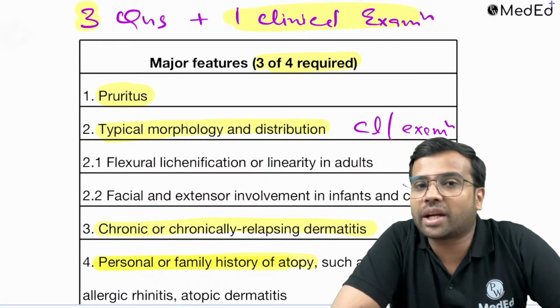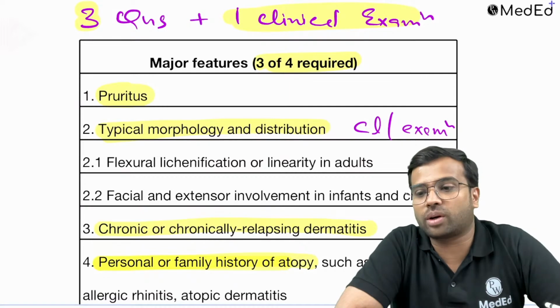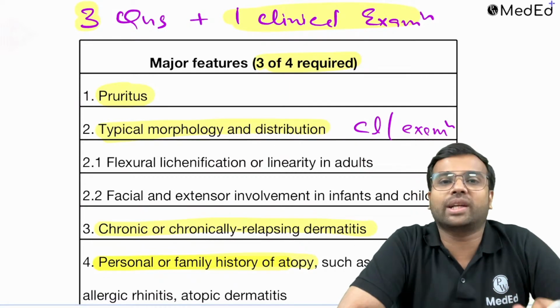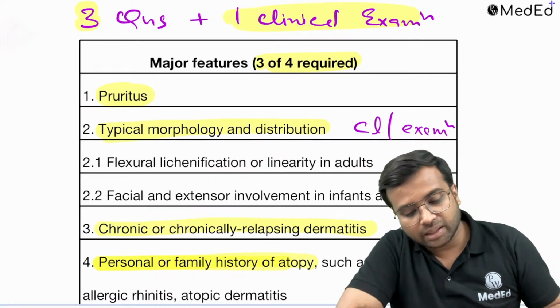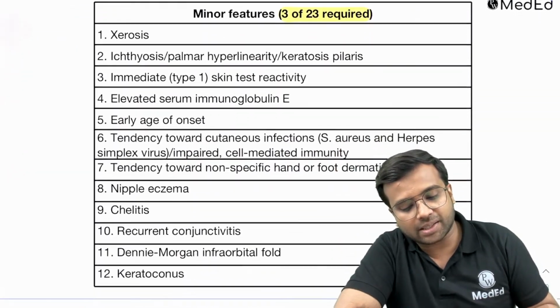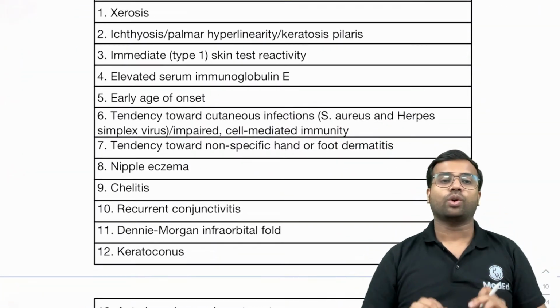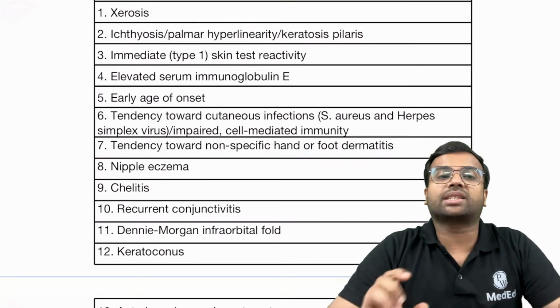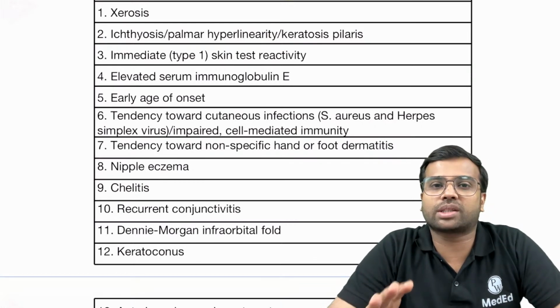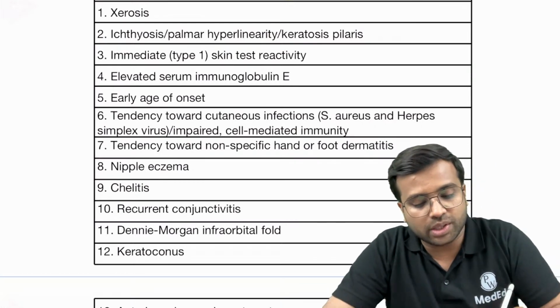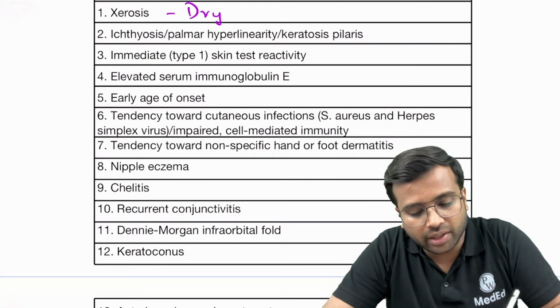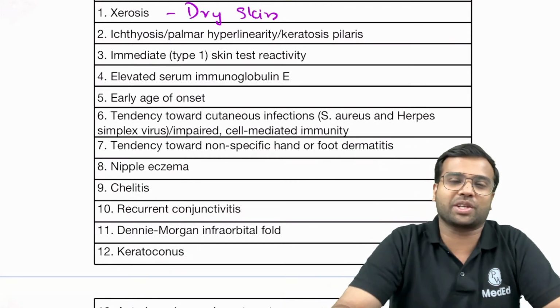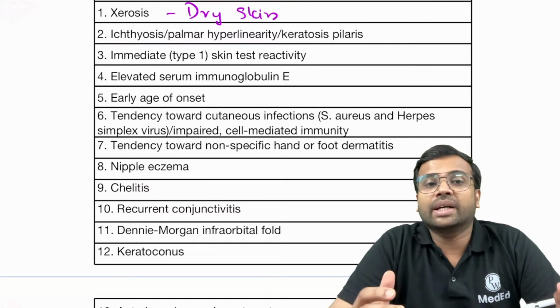So how many major criteria are required? 3 out of 4. Now we have a long list of minor criteria. Let us see what the minor criteria are, one by one. So the first one is xerosis. What do you mean by xerosis? There would be a dry skin. So xerosis means dry skin. Obviously, yes, the patient is going to have a dry skin.